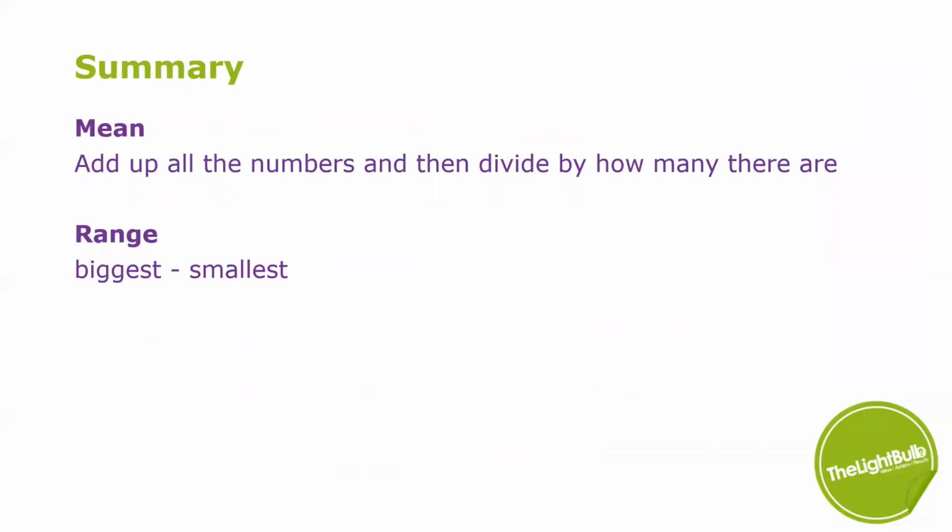So in summary, the mean: add up all the numbers and divide by how many there are. And the range is biggest, take away the smallest. If you've got any queries or questions, then please do watch this video through again, and hopefully you'll find the answers with a second watching.